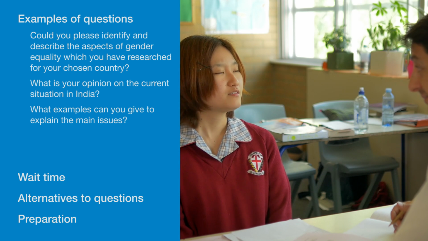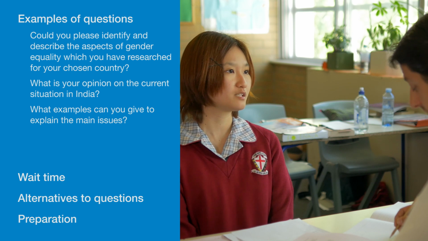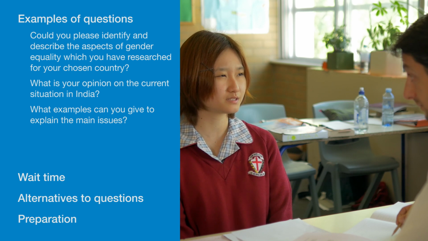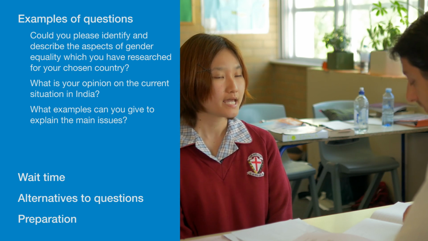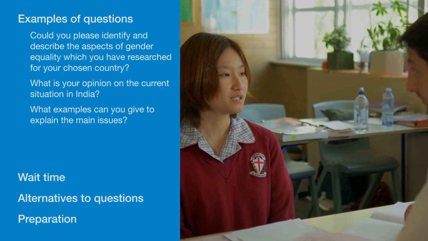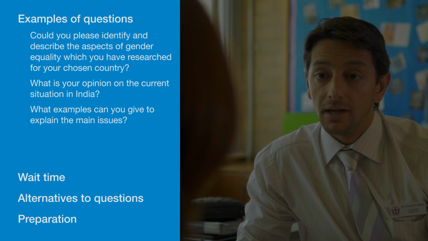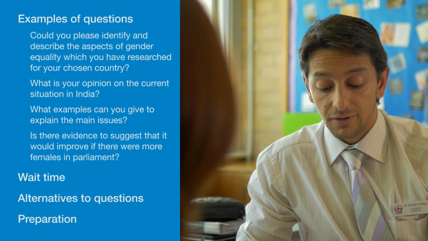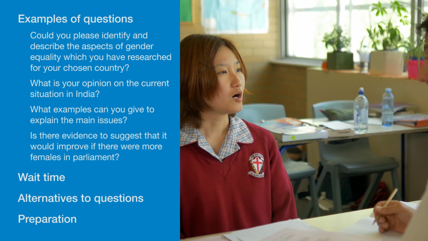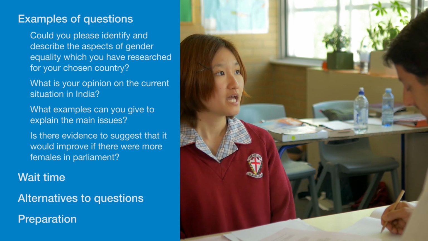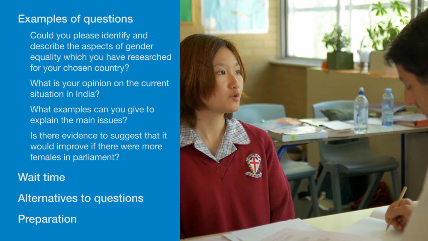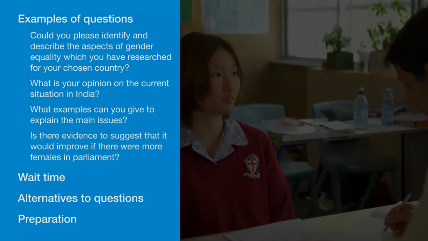What examples can you give to explain the main issues? In 2009, 59 women were elected to the House of Parliament compared with 61 in 2014. This is a small increase and means that of the 540. Is there evidence to suggest that it would improve if there were more females in Parliament? There is evidence of countries all over the world taking steps to increase the number of females in Parliament. This bill sets out to have a minimum of 33% represented by women.